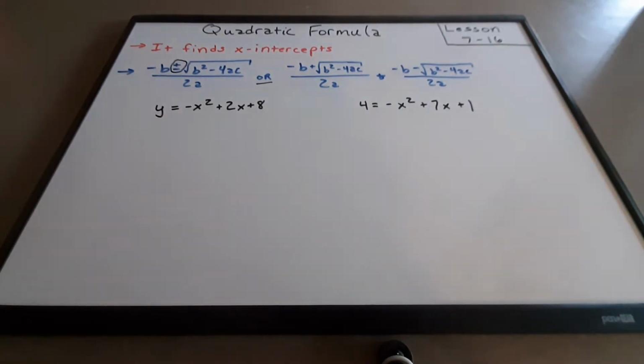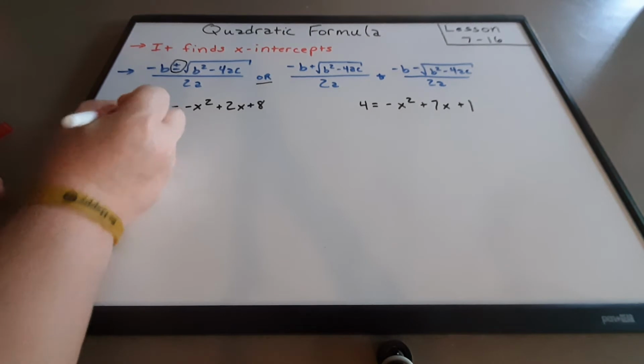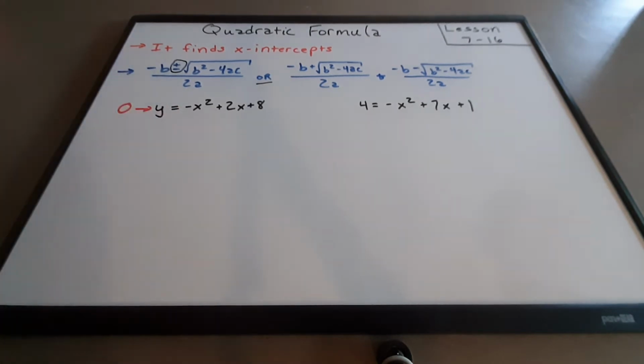So I have two situations here. I have y equals negative x squared plus 2x plus 8, and that's the first one we're going to attempt to work. In this situation, notice I have the y. This is finding x-intercepts, so we need to treat this like the y is the number 0. If that 0 goes in, we can then use the quadratic formula. So we are going to set this problem up.